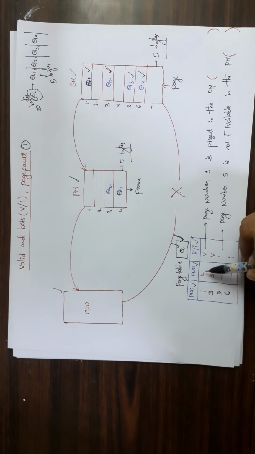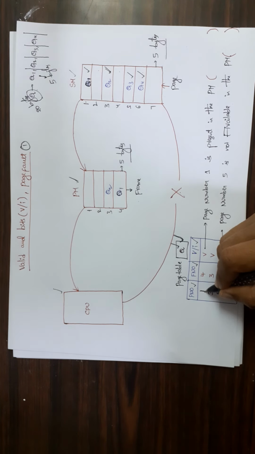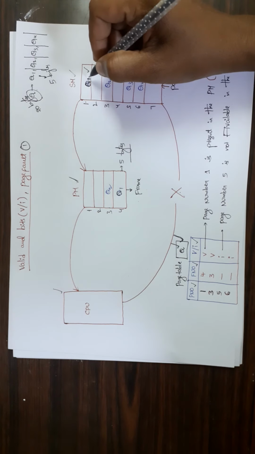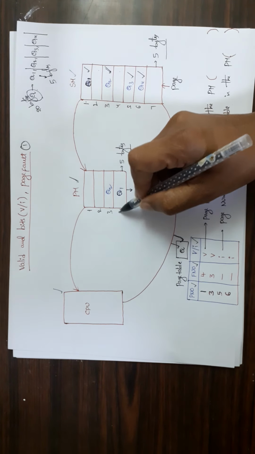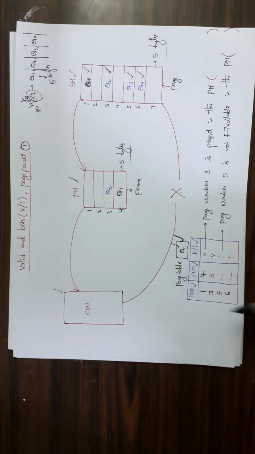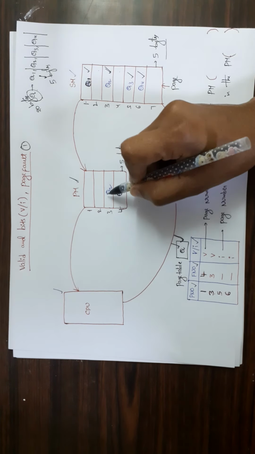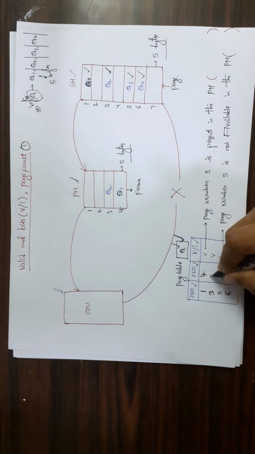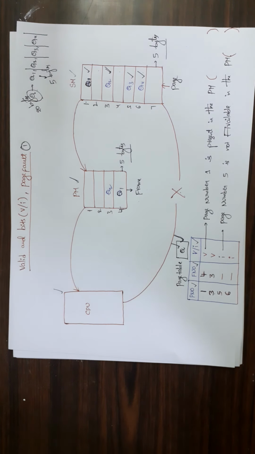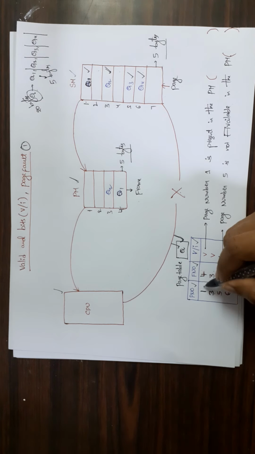And next we should write the frame number. If you observe page number 1 data means Q1, right? Q1 is stored in 4th frame. So here we should write frame number 4. And if you observe page number 3 means Q2. Q2 is stored in frame number 3. So here we should write the frame number as 3. So these are the page numbers and these are the frame numbers associated to page numbers.